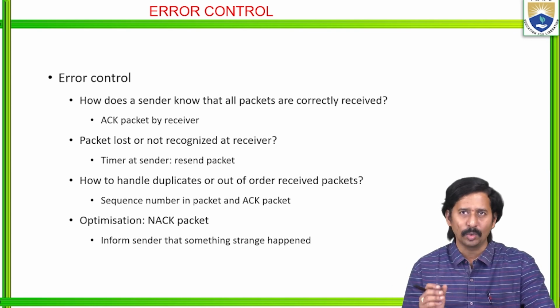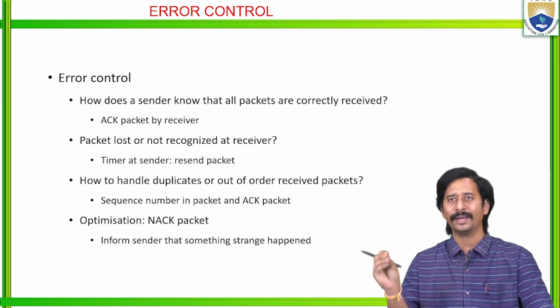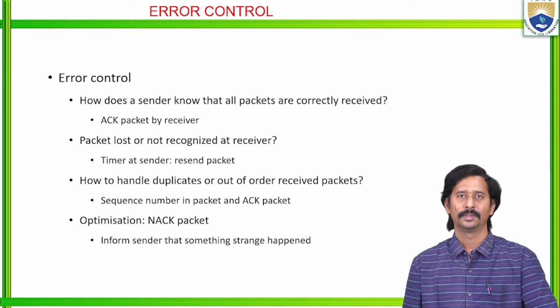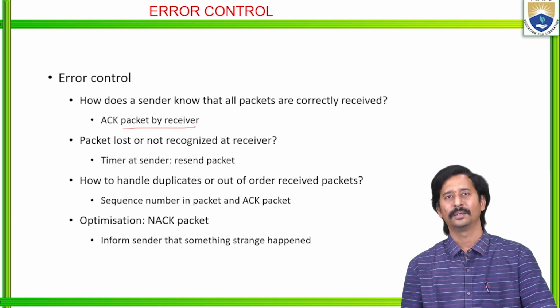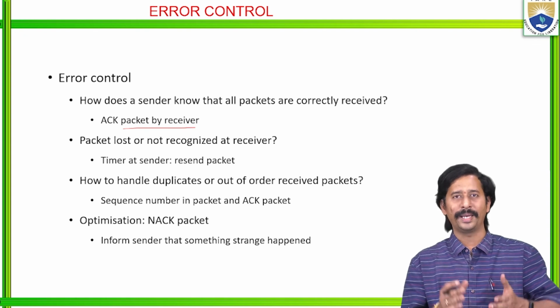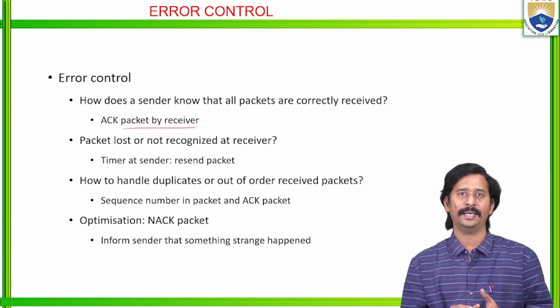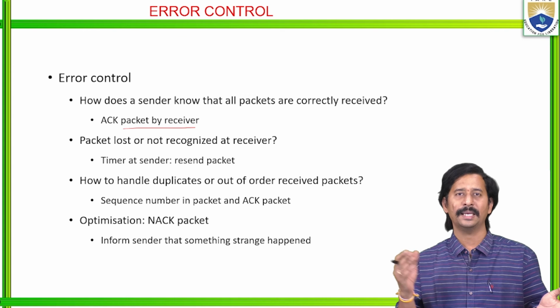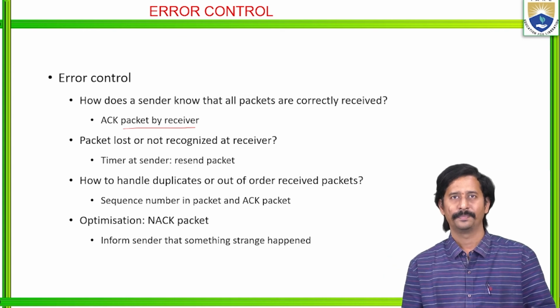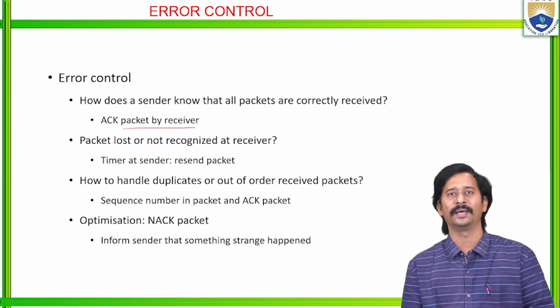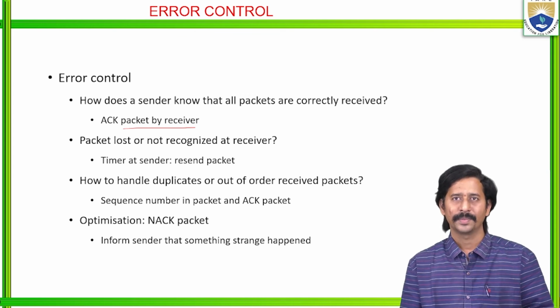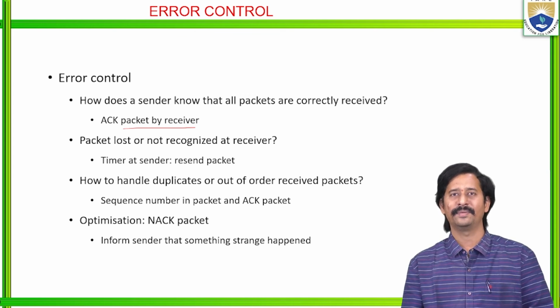So how does the sender know that all packets are correctly received? That is done by an acknowledgement packet from the receiver. So that's why we have to maintain both sequence numbers as well as acknowledgements in the data link layer. Then another aspect of error control is that a packet may be lost or not recognized at the receiver.